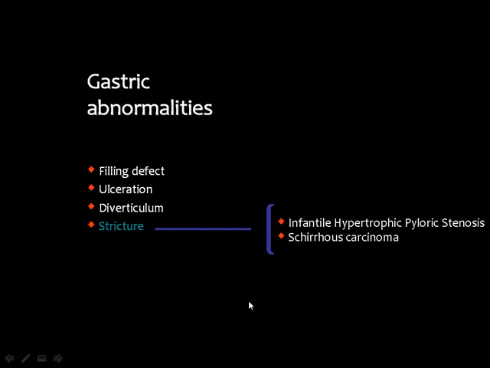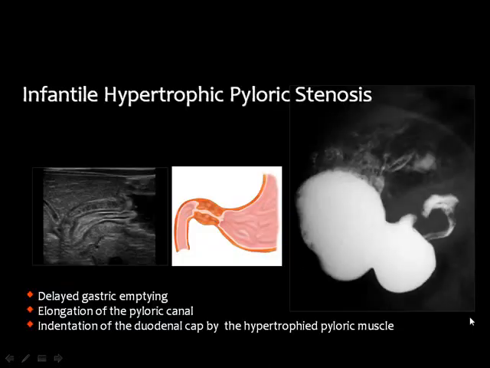Then concerning the strictures in the stomach, we have two main types. The first one is due to infantile hypertrophic pyloric stenosis, and the second one is due to scirrhous carcinoma of the stomach. And this is the classic appearance of hypertrophic pyloric stenosis. And you can see hypertrophy of the pyloric muscles, markedly reducing the lumen of the stomach.